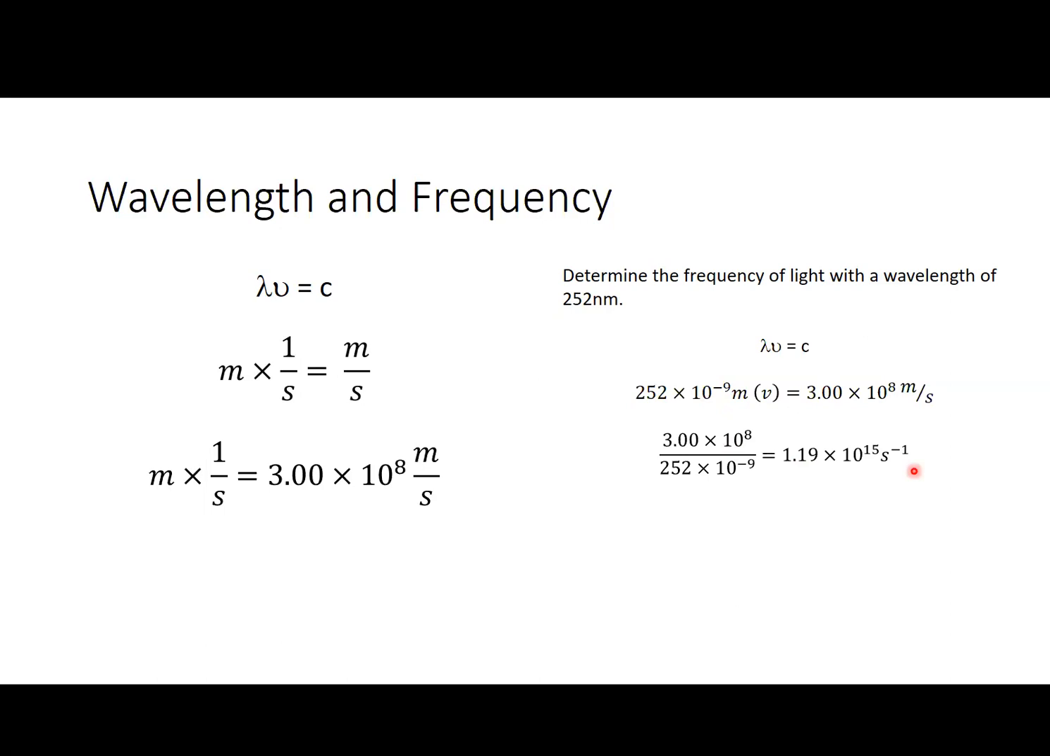That number should make sense as a large number, meaning that 252 nanometer light in the ultraviolet is going to cycle really fast.